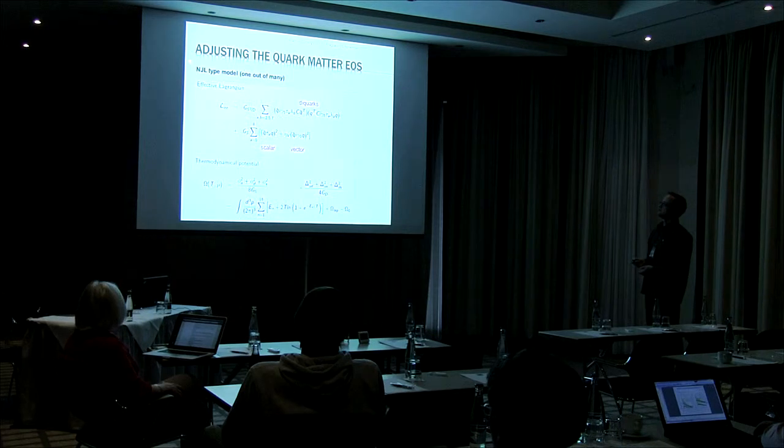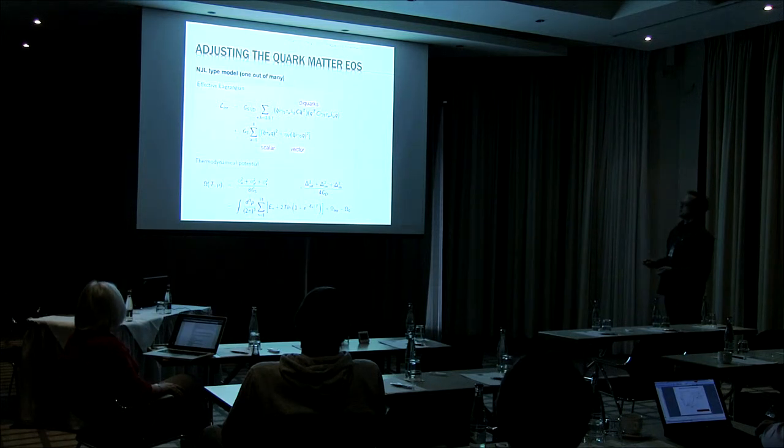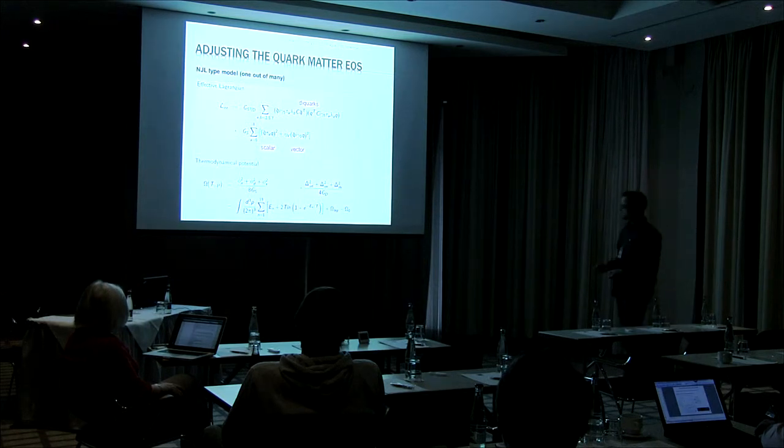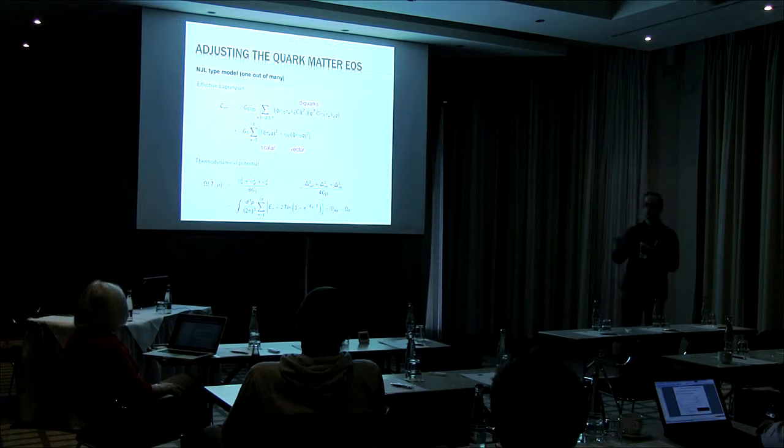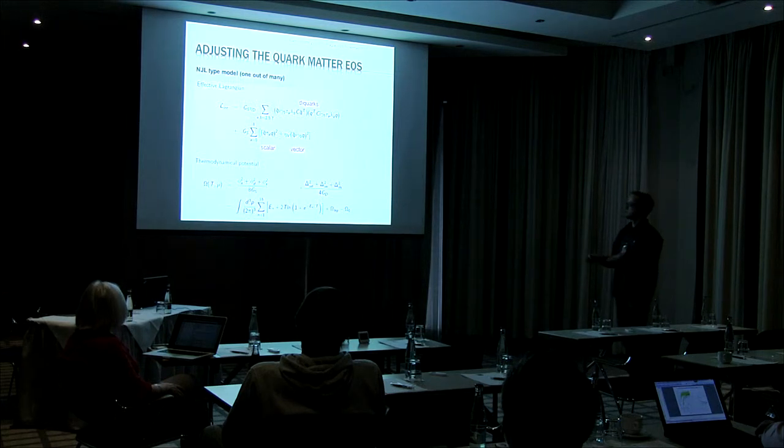I do that here with an NJL type model. It's really one out of many. There is a manifold of them, and this one is characterized by an interaction part where we have the scalar interaction. This one is important to acquire mass for the quarks. There is a vector interaction. That vector interaction basically renormalizes the chemical potential, which leads to the stiffening of the equation of state. And we have diquarks, which have some effect on the position of the whole curve. We need that in order to play a bit around. I will show that later.